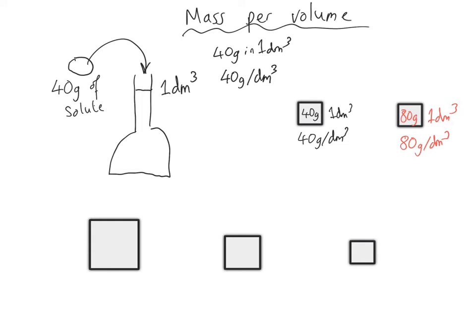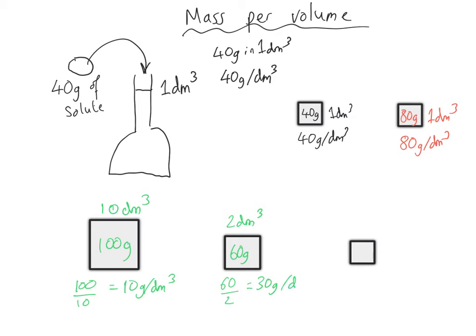at the bottom, if we had this one being 100 grams, we'll put it inside, we've got 100 grams and the volume is 10 decimeters cubed, then the concentration is 100 divided by 10, which is 10 grams per decimeter cubed. This next one that I've drawn, let's make that 2 decimeters cubed in volume, not quite to scale, but let's say we had 60 grams in there, so we've not got as much solute, but the volume is much smaller. The concentration is 60 divided by 2, which is 30 grams per decimeter cubed.